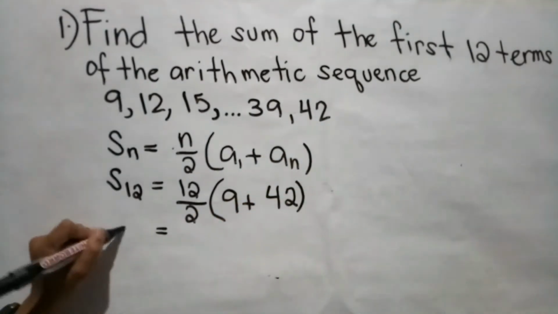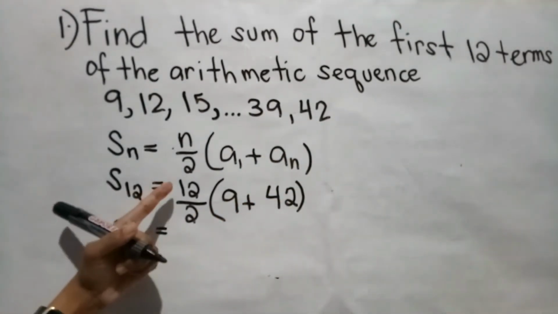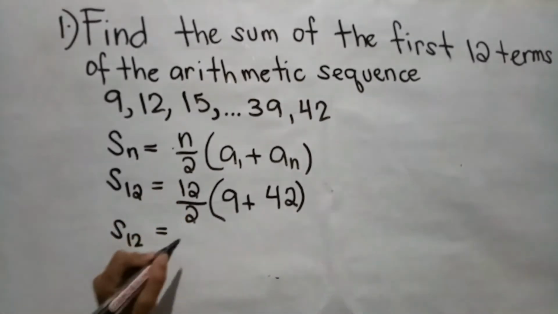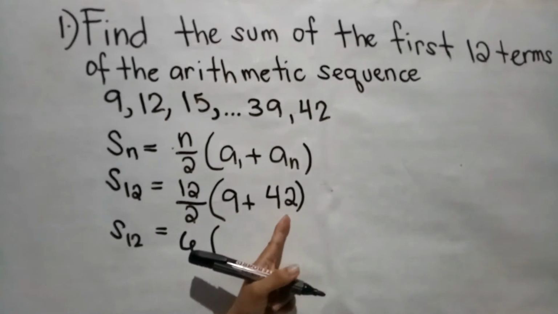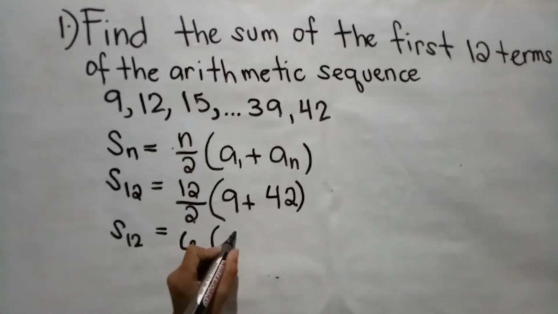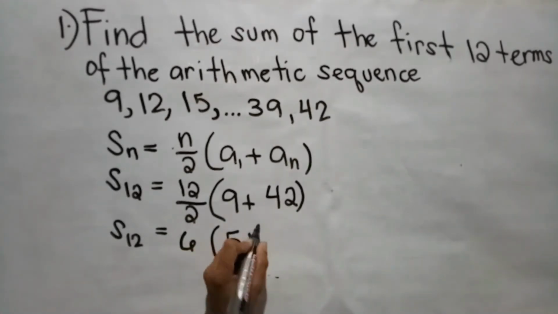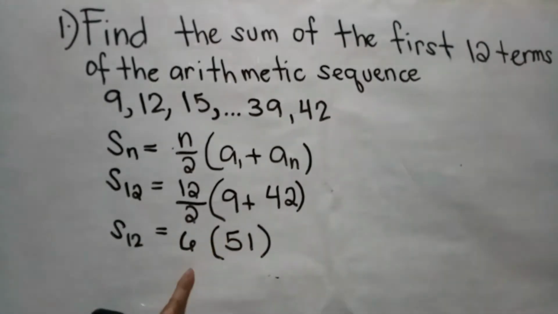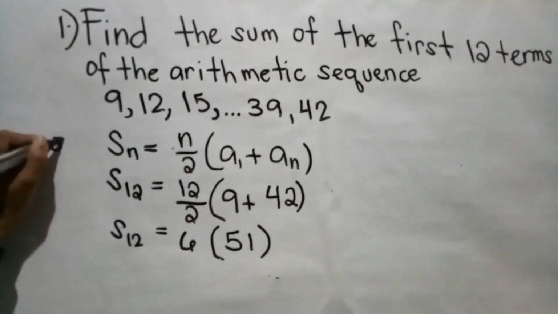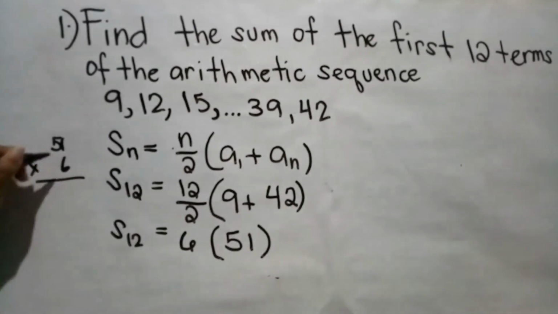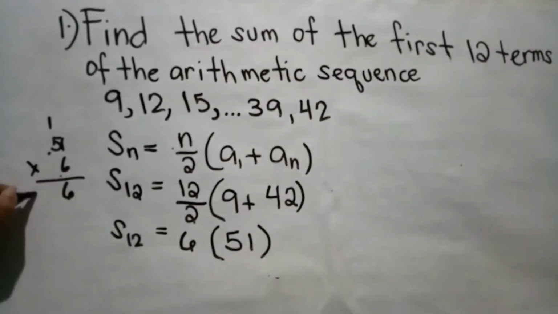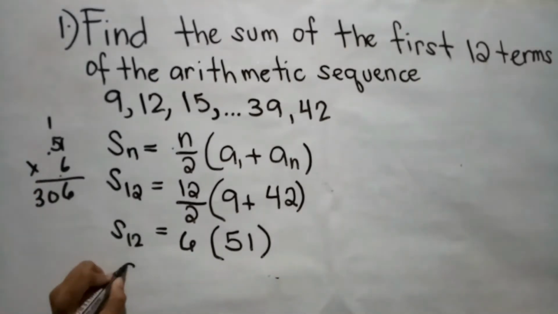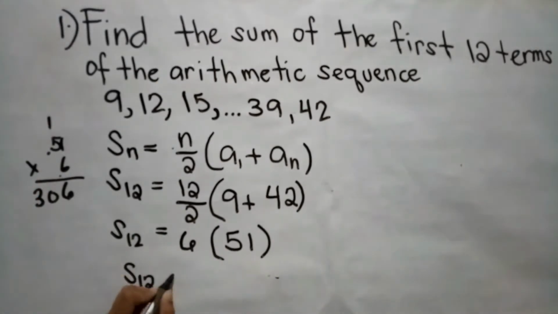Then solve. S sub 12 is equal to 12 divided by 2 is 6 multiplied by 9 plus 42, and that is 51. Then 51 times 6. So 6 times 1, 6. 6 times 5, 30. So we have the sum of the 12 terms is equal to 306.